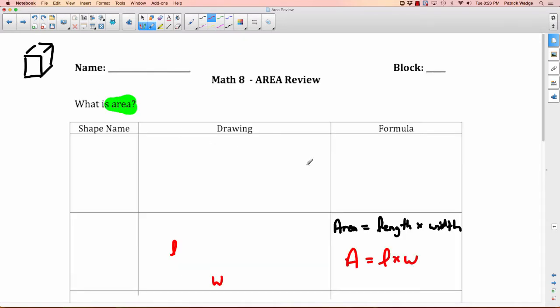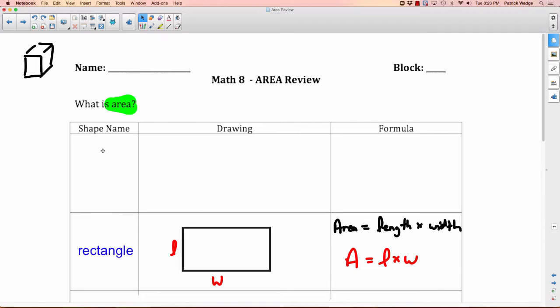Oh gosh, let's move. This is going to take way too long. So we've got this. The next shape we're going to do is our square. You know what that looks like.